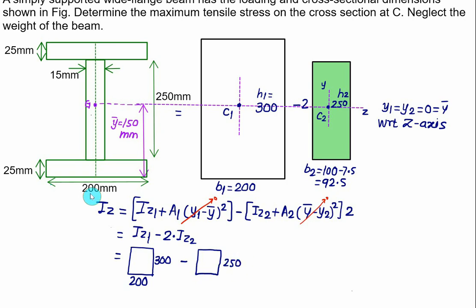And for the base you have to subtract 200 minus 15. So basically we have joined this rectangle and this rectangle. This one is a quick calculation method.